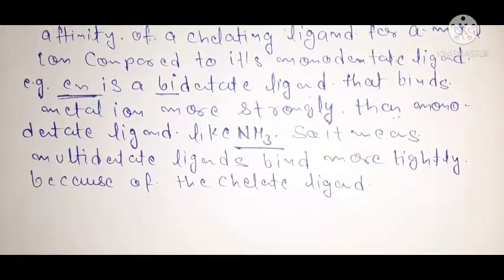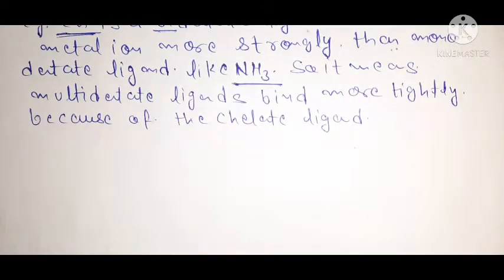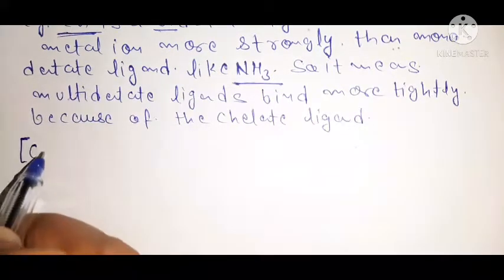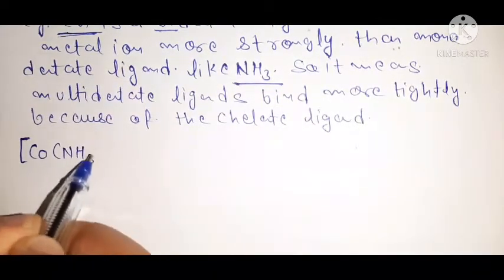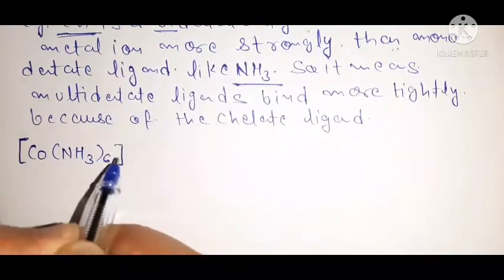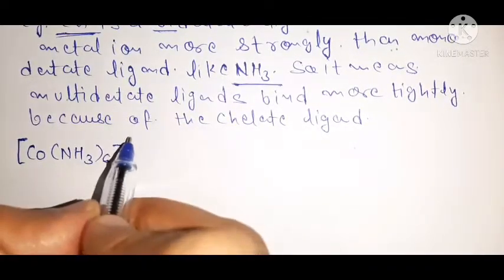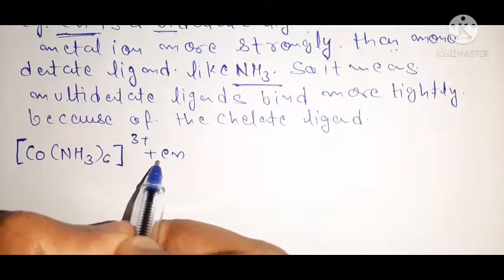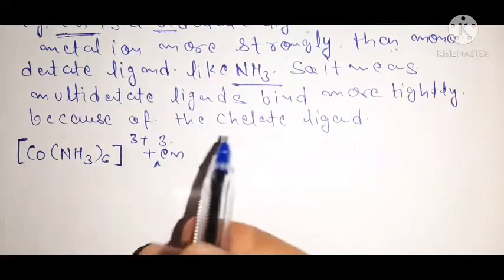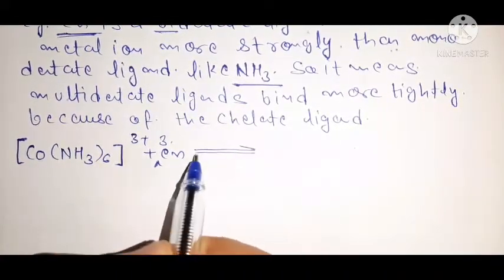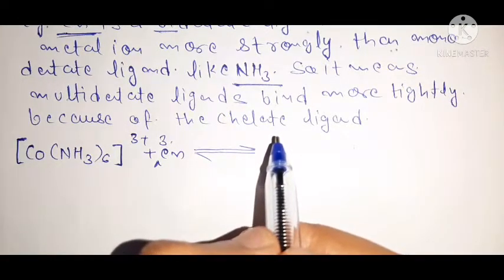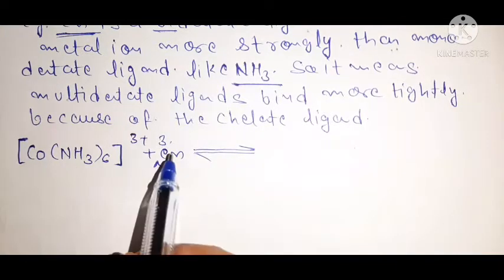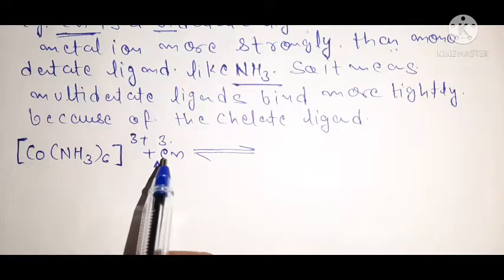Now we understand this chelate effect by taking a single example. So the example is we take a reaction between this hexa-coordinated complex of cobalt(III) with 3 moles of ethylene diamine. So when this reaction proceeds, you clearly see that substitution of these 6 NH3 ligands occurs by these 3 ethylene diamine ligands.